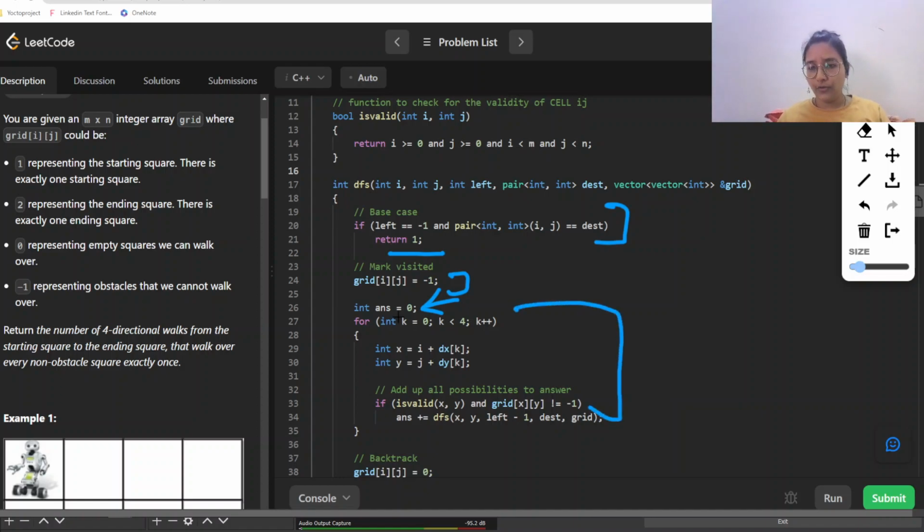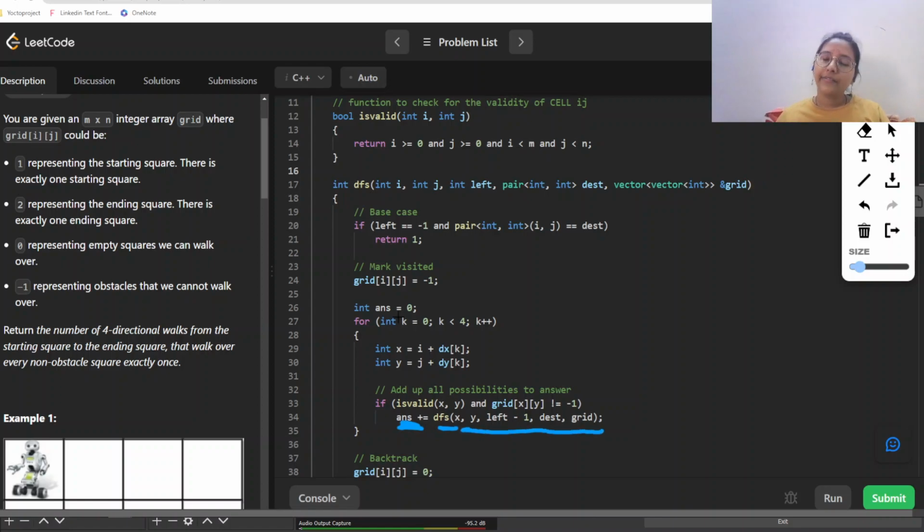Here we are traversing in all 4 directions with the help of the direction array which was there. And here we are just adding up all the possibilities. If it is valid, meaning it is not out of bound, and if it is not equal to -1, that is, it is either not visited or it is not an obstacle block, then we will be adding to the answer. And what we are adding is whatever we get after doing the DFS over the whole grid. And every time we are decrementing our left by 1, so that when we reach this point, it will return 1, right? And when it returns 1, it will add up to this answer.